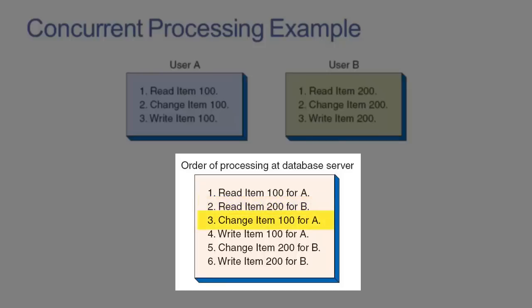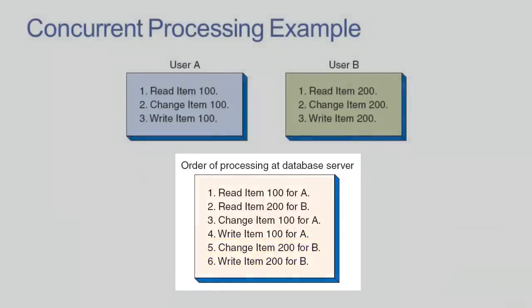The proposed change for item 100 for user A is then handled, after which that change is written to the database for user A. After user A's modifications to the item table have been completed, then the DBMS will handle the requests from user B to make changes to the item table for item 200.